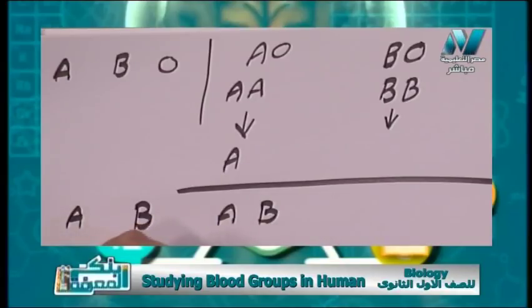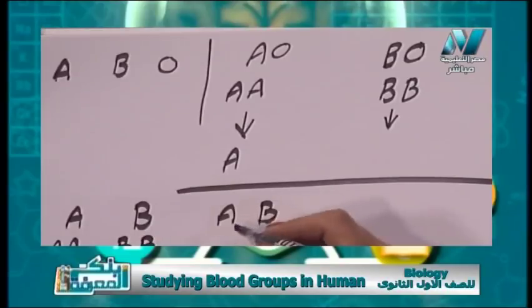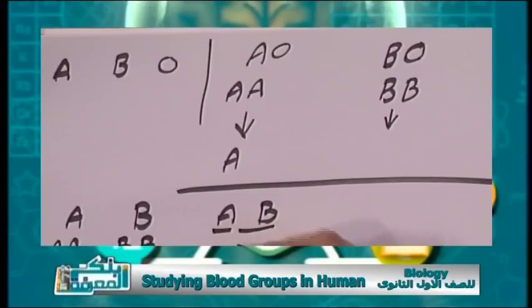And A could be AA or AO. B could be BB or BO. And when the gene A is present with the gene B, it is a third type phenotype. This is why we call it lack of dominance, because neither of them dominates over the other one, but a third phenotype is produced.